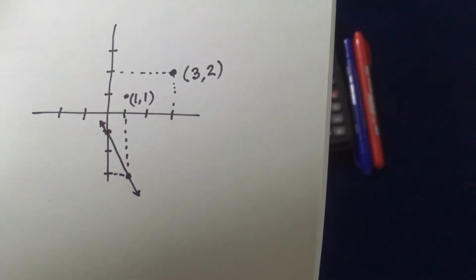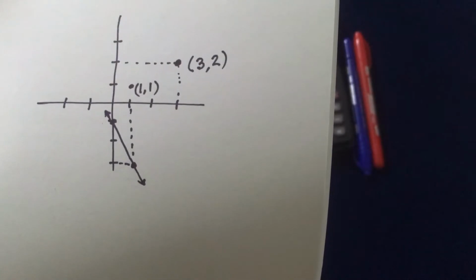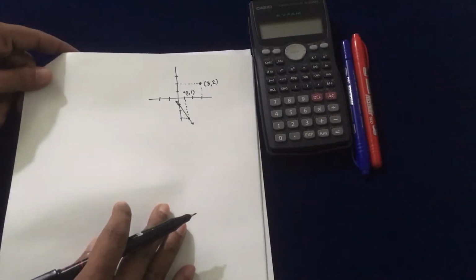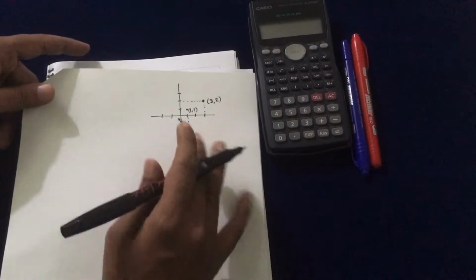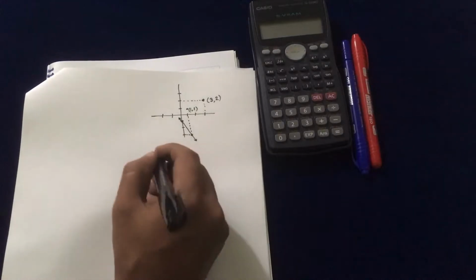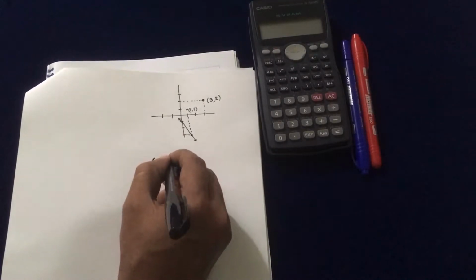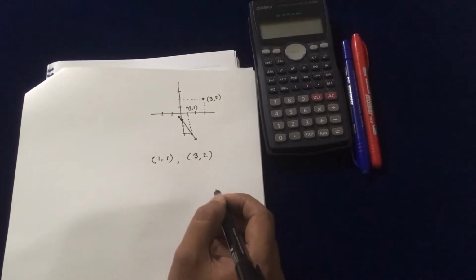First we will try to find the equation of the line for the points (1,1) and (3,2). I can do it here also instead of there. So, the equation of the line for these 2 points: one point is (1,1), another point is (3,2). So we have these 2 points.